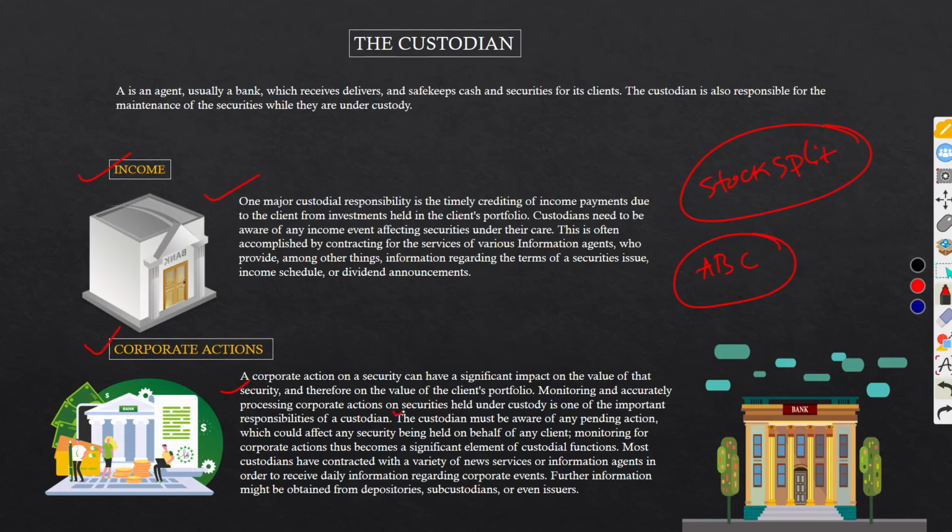All right. The custodian must be aware of any pending actions which could affect any security being held on behalf of any client. Monitoring for corporate actions becomes a significant element of custodial functions. Most custodians have contracts with a variety of news services or information agents in order to receive daily information regarding corporate action events. Further information might be obtained from depositories, sub-custodians, or even issuers.